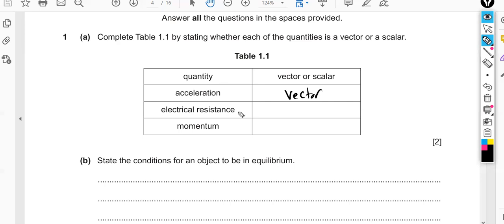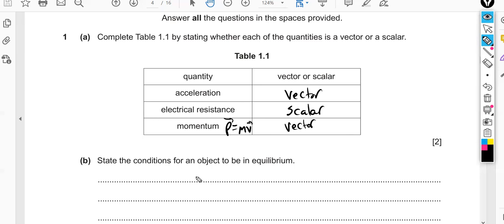Electrical resistance, so you may recall that resistance is a ratio of voltage to current. It's like how much does the piece of metal resist the flow of charge? That's just a scalar quantity. There's no direction associated with electrical resistance. But momentum is another vector quantity. Again, momentum is defined as mass times velocity, and whatever the direction of velocity is the direction of momentum. So vectors, remember, are a quantity with both magnitude and direction, and you think about each one, does it have a direction associated with it?